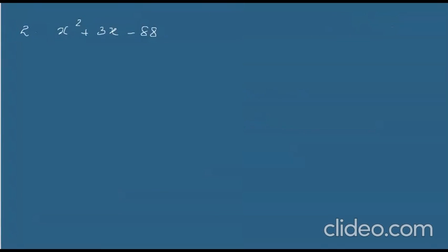Okay. Let's take another question: x square plus 3x minus 88. Again here we have to find two numbers in such a way that the product must be negative 88, with the sign, and the sum must be plus 3. If you add, we get plus 3; if you multiply, negative 88. Can you tell me these numbers? So 88, what are the factorized forms?